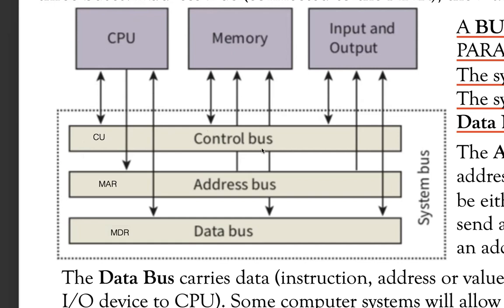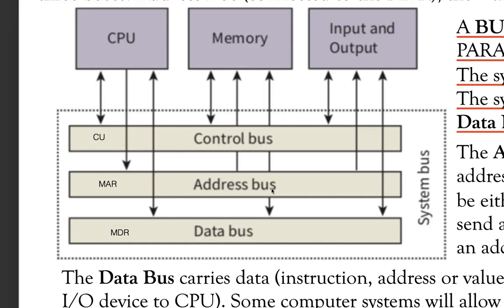So again, let's recap what the control bus does. The control bus is used for transmitting control signals in a bi-directional manner between the control unit and the memory and IO devices. Bi-directionally, on one side we've got the control unit, on the other side we've got memory and IO devices.